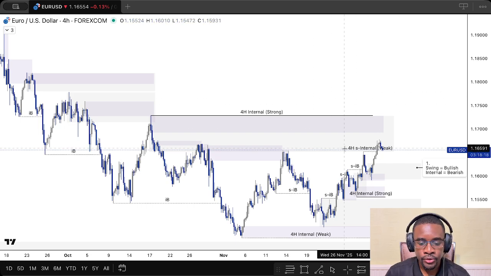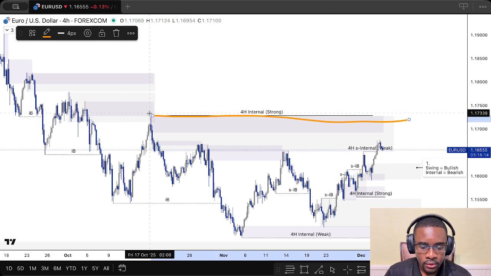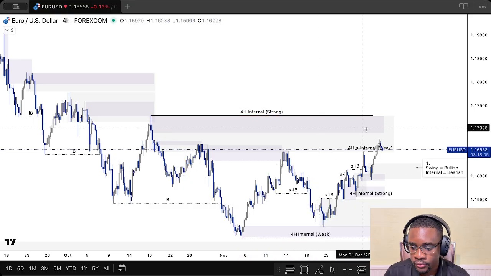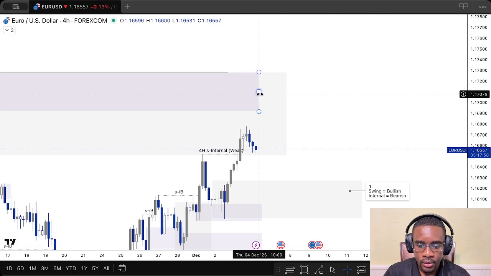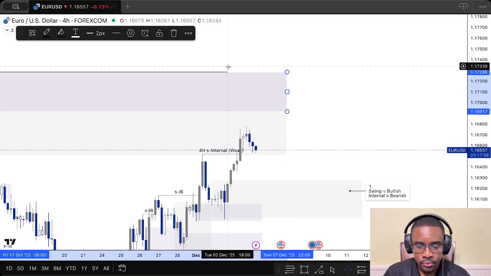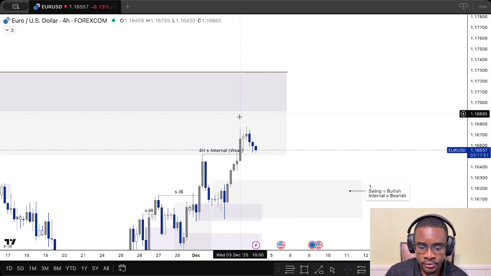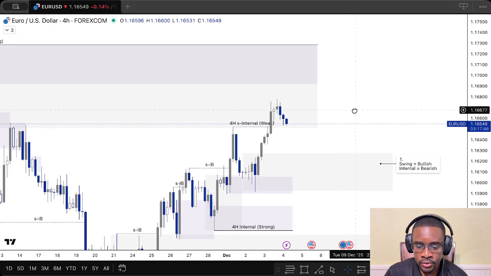Okay, so let's go down to the 4H. Looking at the 4H, it's the same thing. This is our overall internal swing trend. We have an unmitigated 4-hour extreme supply zone where price looked to be drawn to. However, it has not mitigated that zone.